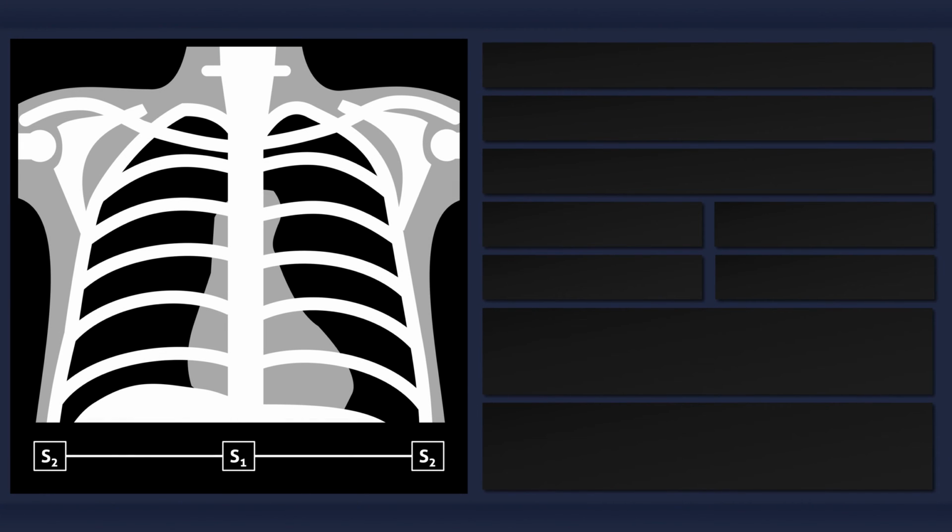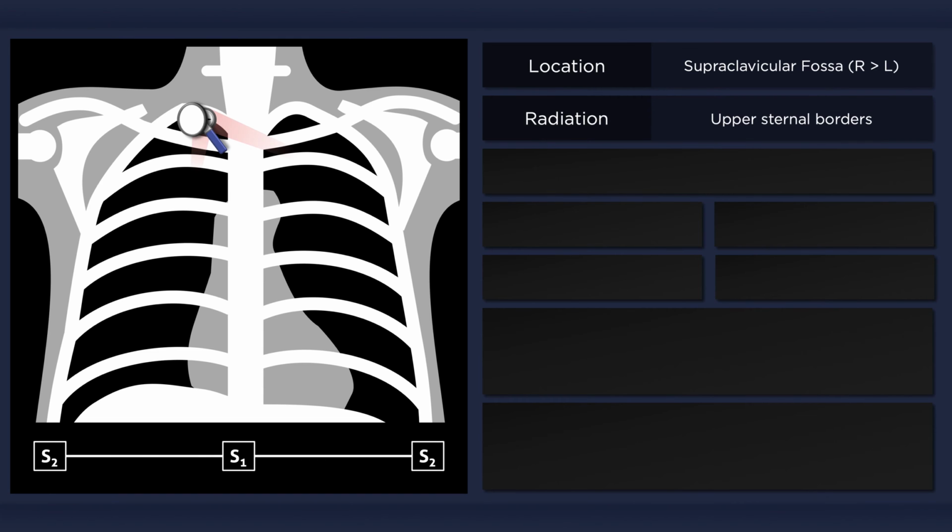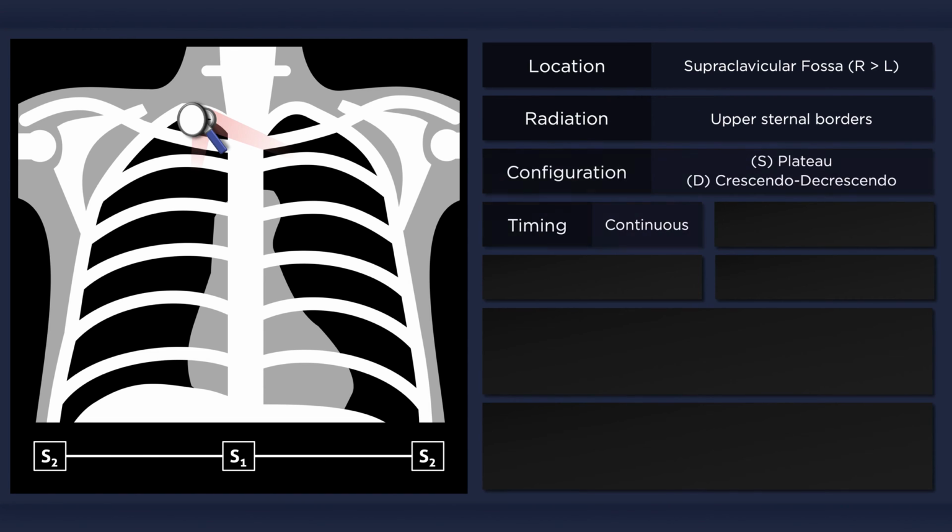The only innocent heart murmur in childhood that is heard during diastole is the cervical venous hum. Unlike other sounds heard during diastole, it does not warrant a referral. It is best heard in the supraclavicular fossa, just lateral to the sternocleidomastoid muscle, more so on the right side than on the left. It may radiate to the upper sternal border on either side.